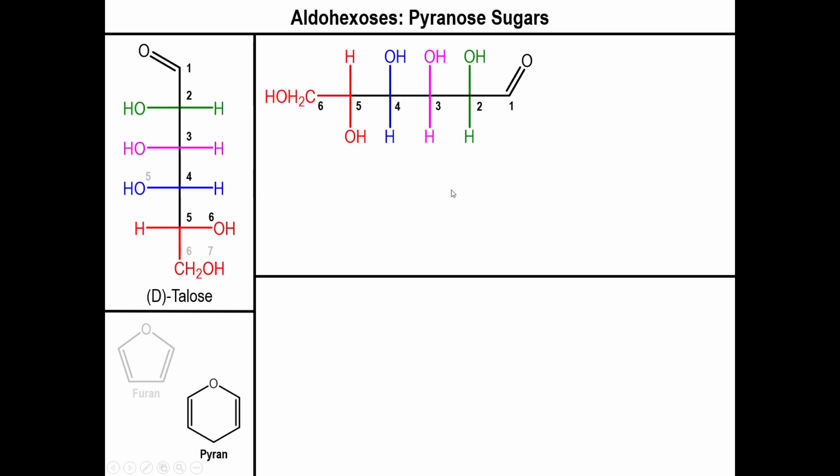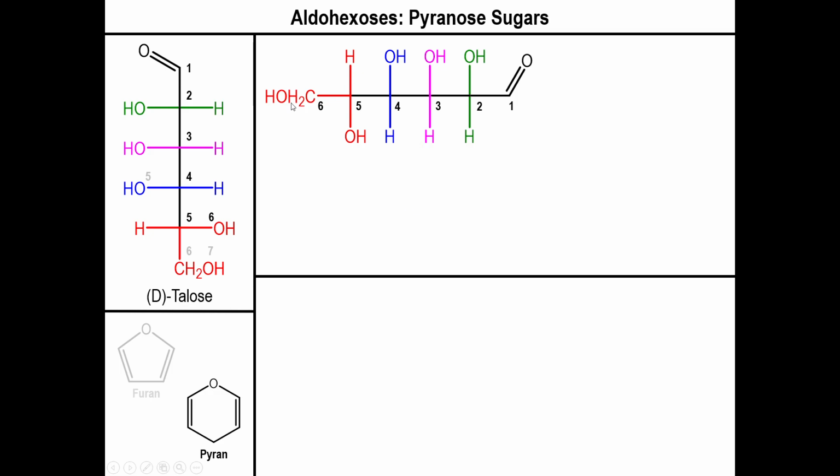All right, now as far as the numbering goes, this is still the same as before, right? This is carbon 1, 2, 3, 4, 5, 6. And what we're trying to do is have oxygen, the penultimate oxygen, be the alcohol that attacks the aldehyde. That's what's going to give us a six-member ring.